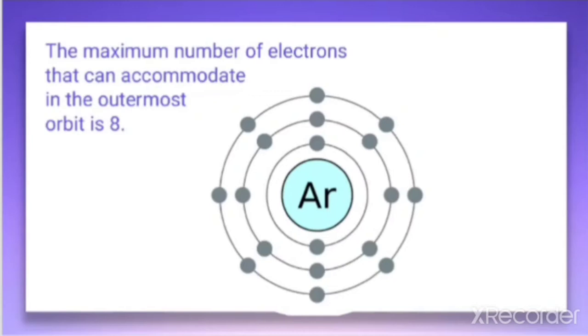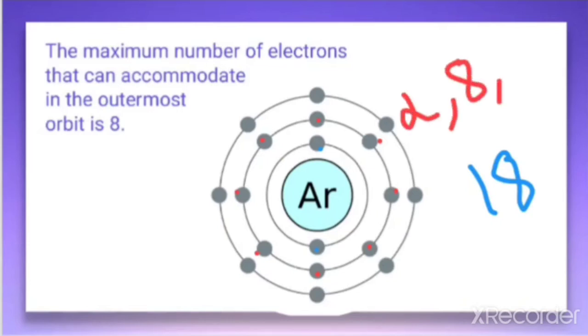In argon, the atomic number, that is the number of electrons present, is 18. When you arrange the electrons, the first shell has 2 electrons. In the second shell, a maximum of 8 electrons can be accommodated, so 8 electrons. In the first it is 2, in the second it is 8. Which is the outermost shell here? The third shell is the outermost shell. So 2 plus 8 is 10. How many electrons are remaining? Because in total it has 18 electrons, 8 electrons are remaining. Those 8 electrons are in the outermost shell.